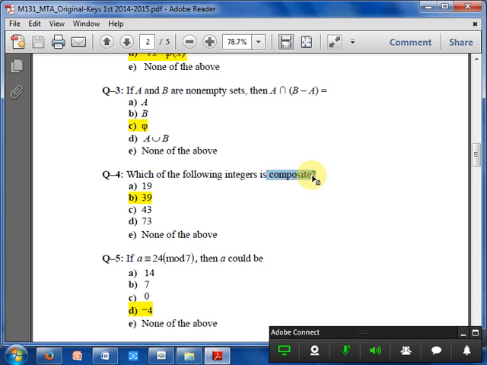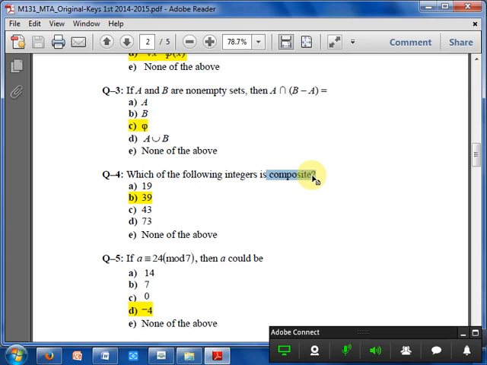For example, 6 is even. Let us take 15, an odd number. 15 can be divided by 3, by 5, and by 15. So it is a composite number. It is just the opposite of a prime number.